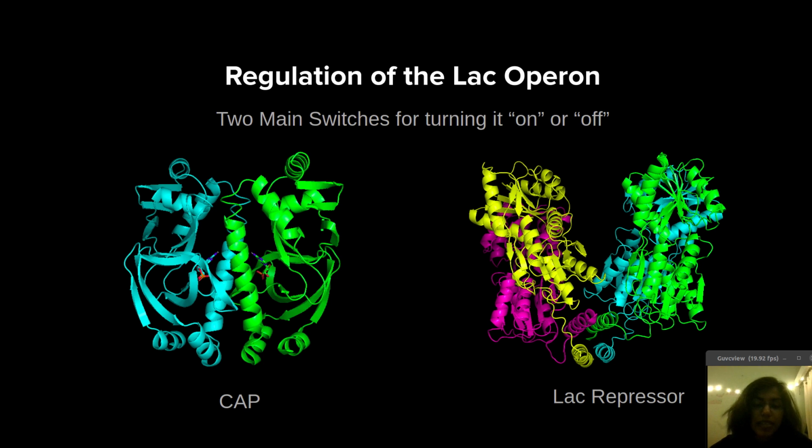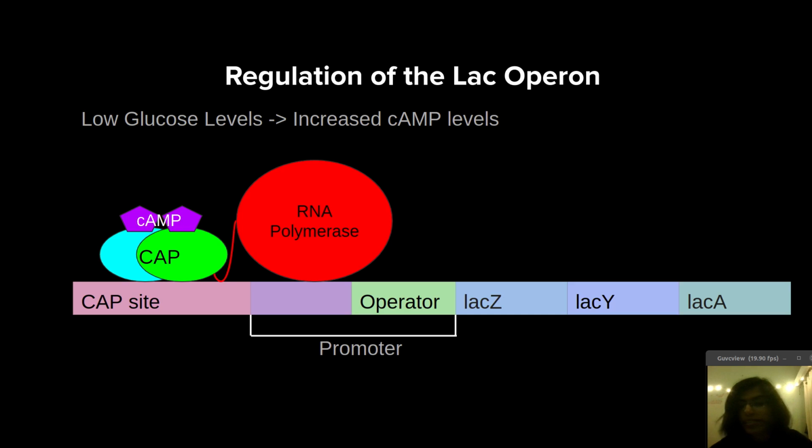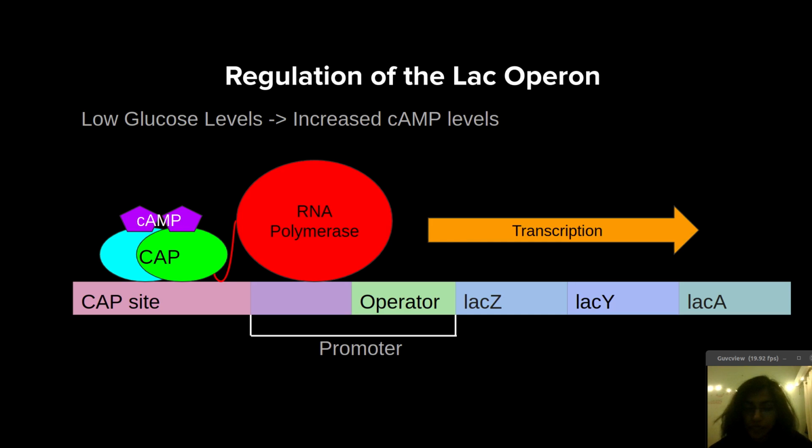So what happens is when glucose levels are low, cAMP levels increase and cAMP binds to CAP, which enables it to bind to the CAP site on DNA. This then recruits the RNA polymerase and this initiates transcription.